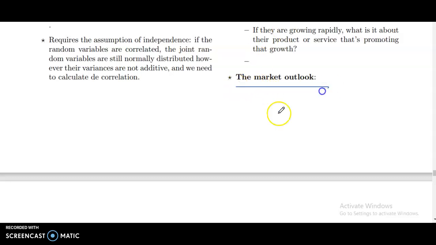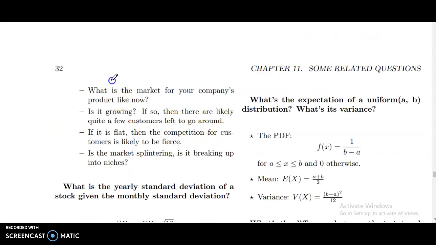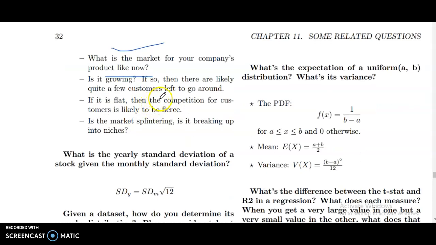The market outlook. What is the market for your company's product like now? Is it growing? If so, then there are likely quite a few customers left to go around. If it is flat, then the competition for customers is likely to be fierce. Is the market splintering? Is it breaking up into niches?